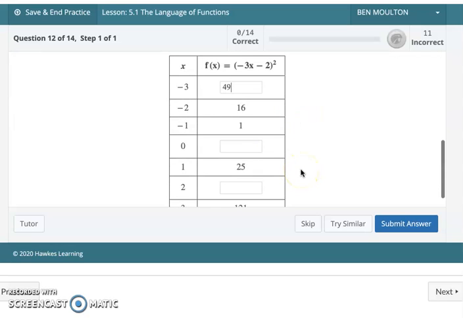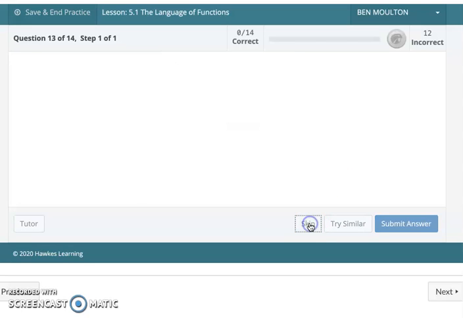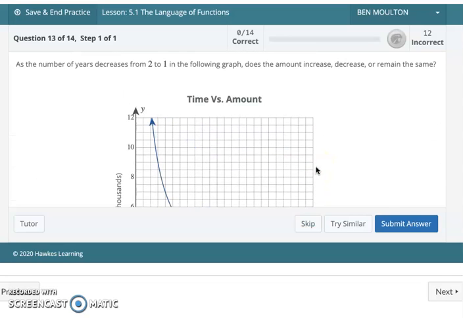Then you would go on to say, if x is 0, what's your answer going to be? If x is 2, what's your answer going to be? And so on and so forth. Hopefully that makes sense to you, and I'll let that one work for you to figure out. This next one's actually not too bad if you know what to look for.